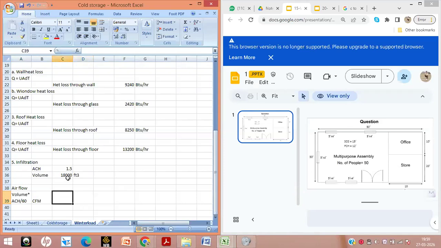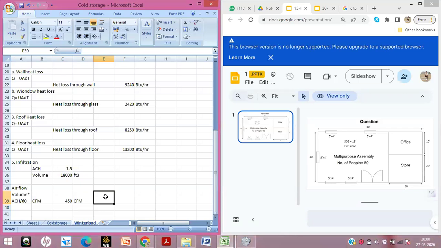So our volume is 1800 times ACH, which is 1.5, and then divided by 60. So we got 450 CFM. Okay, so we got our infiltration also.